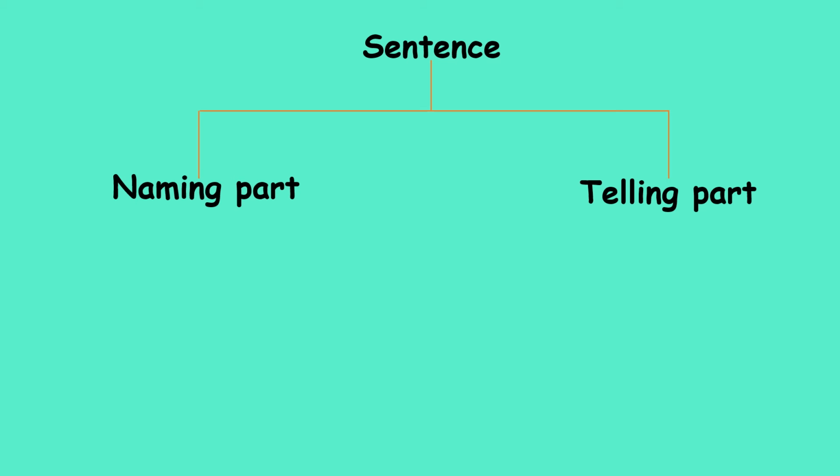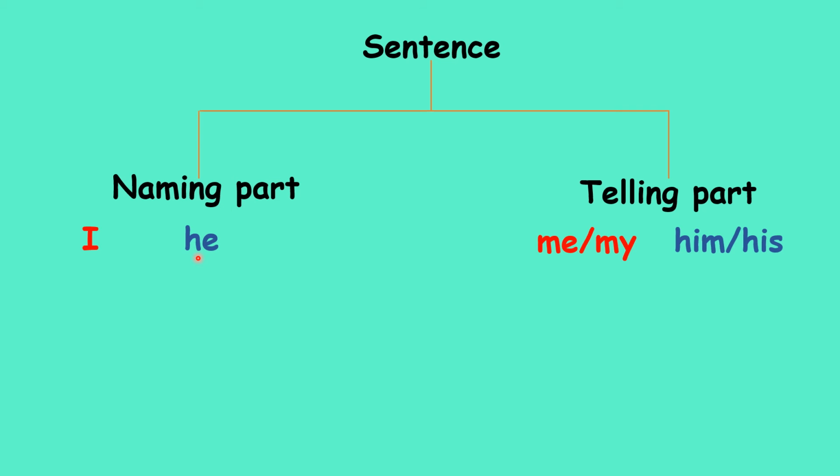Now children, in a sentence, you all know there are two parts, the naming part and the telling part. Now the pronouns used in the naming part: I is used in the naming part. For the pronoun I, in the telling part, you can use me or my. He is used in the naming part, and in the telling part for the pronoun he, you can use him or his.